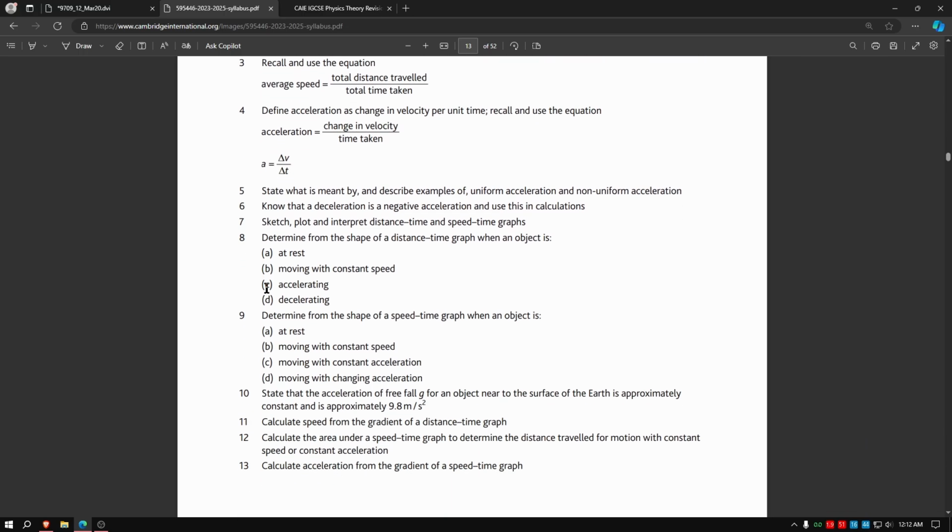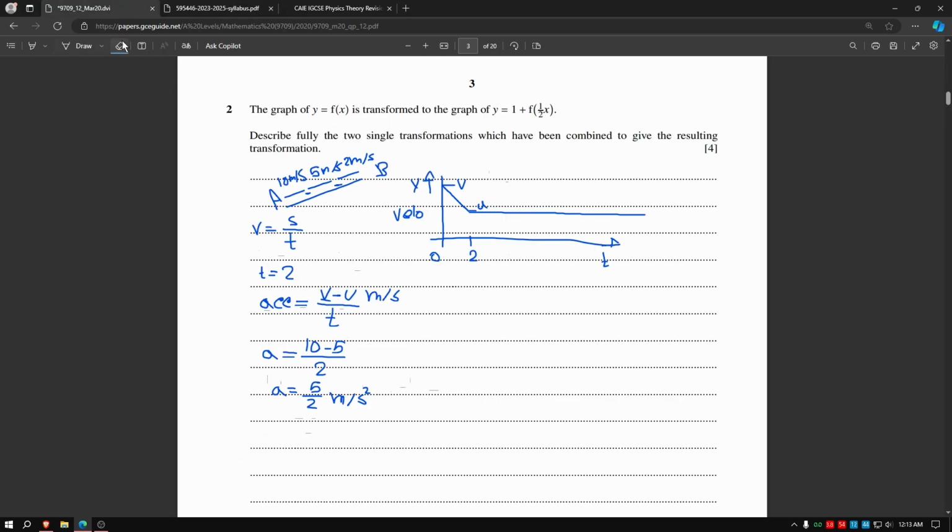State what is meant by and describe examples of uniform acceleration and non-uniform acceleration. Okay, we have taken a look at acceleration, and now they're asking us what is uniform and non-uniform. You can think of uniform as constant and non-constant acceleration, right? What is constant? Basically the same, it does not change.